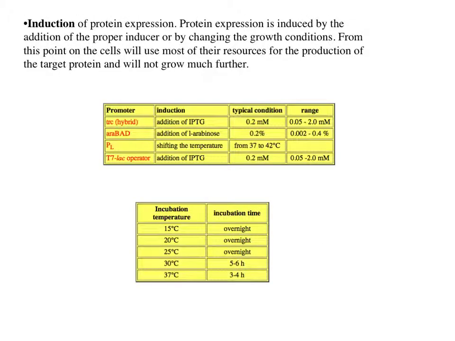Induction. So once you have your genes in there, you can induce protein expression. Protein expression is induced by the addition of proper inducer or changing the growth conditions. So here are different types of promoters. The TRC hybrid promoter, you can add IPTG and that'll induce protein expression. Arabinose, PL, shifting the temperature from 37 to 42 degrees, and lac operon by addition of IPTG. Here are incubation temperatures and how much time you need depending on the temperature.